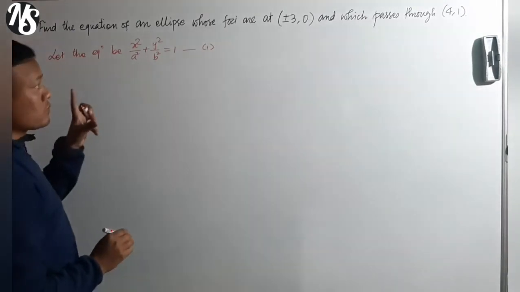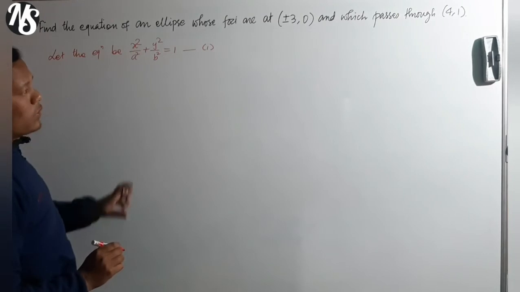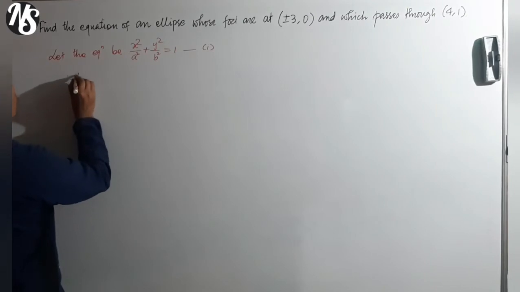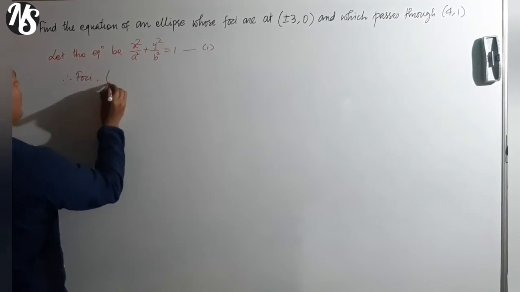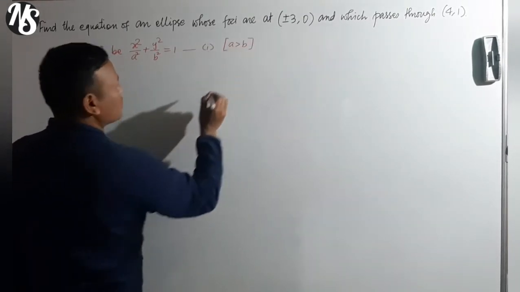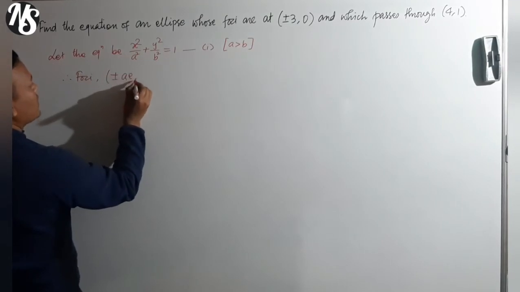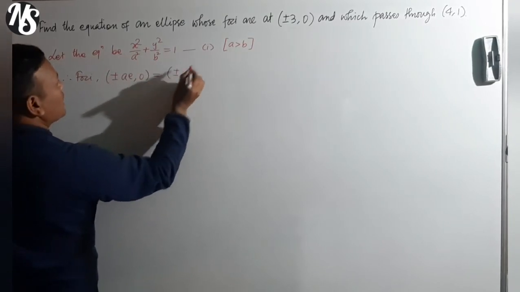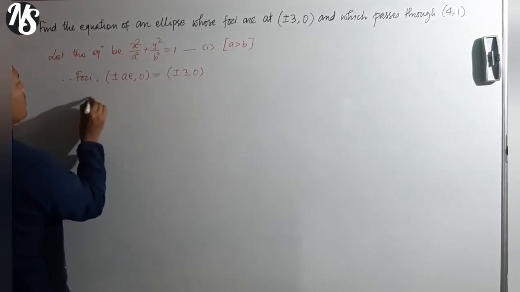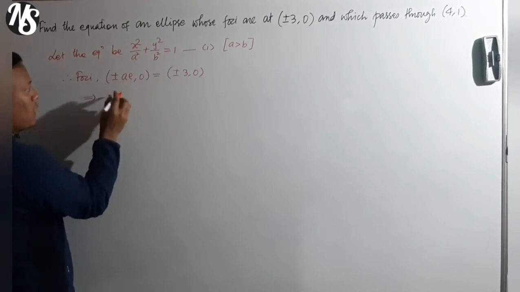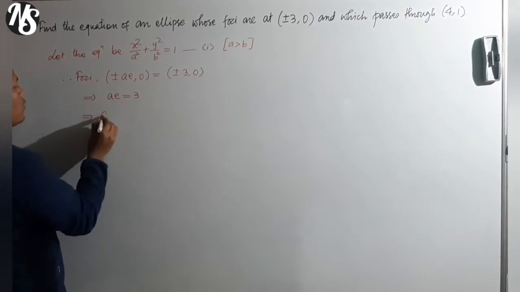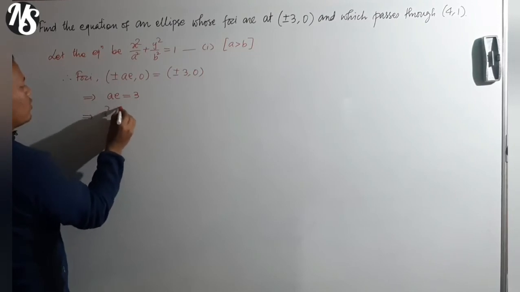Now it is given. First let me use this. Therefore the foci, that is plus minus for this. I'm writing a is greater than b also. Given is plus minus a comma 0 equals plus minus 3 comma 0, isn't it? So the focus is given to be this much. From here, the conclusion that I can make is a is equal to 3. Now let's square both sides. Why am I squaring? You will definitely understand. So a square is equal to 9.